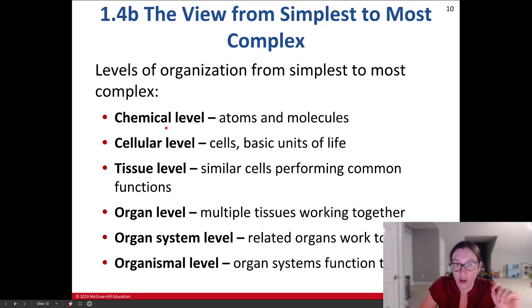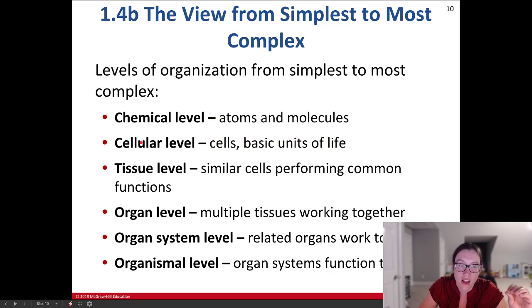So next chapter we're going to start at the chemical level. These are very small little things. After that, chapter 3 will also be about the chemical level. Chapter 4 moves up to the cellular level. This is where our chemicals have combined, and lots of these atoms and molecules together form cells, which are the basic units of life. And chapter 4 is all about cells and how they function.